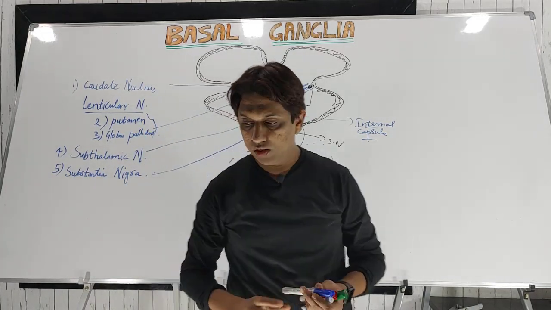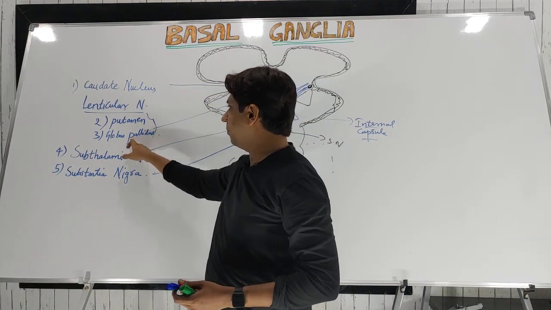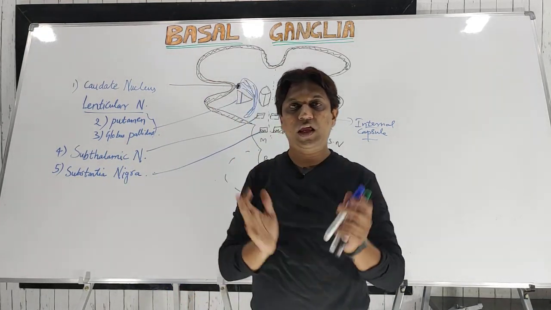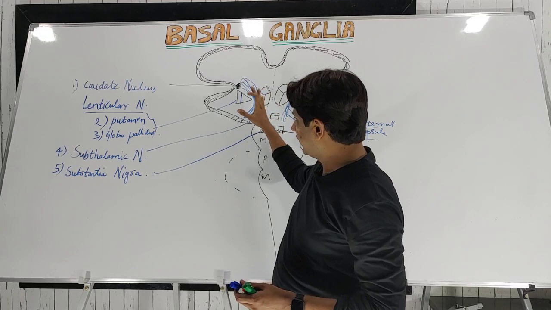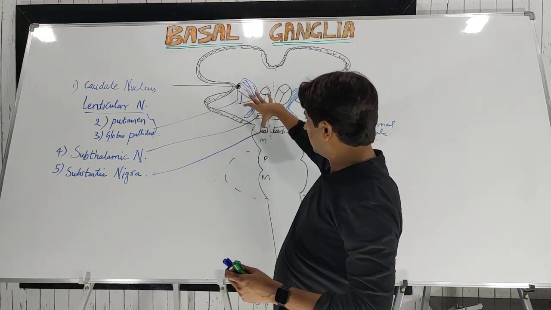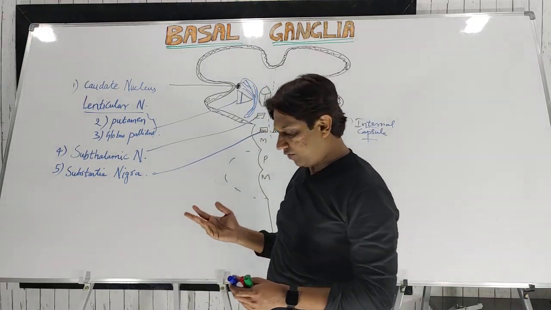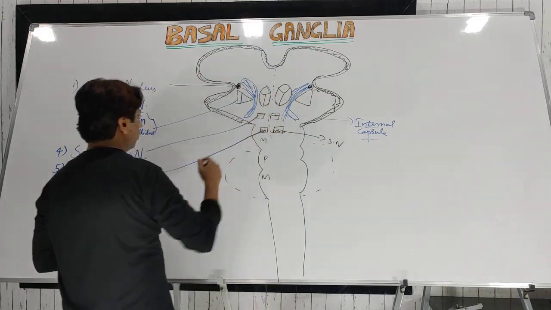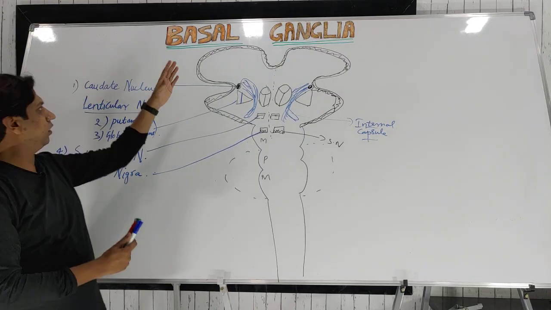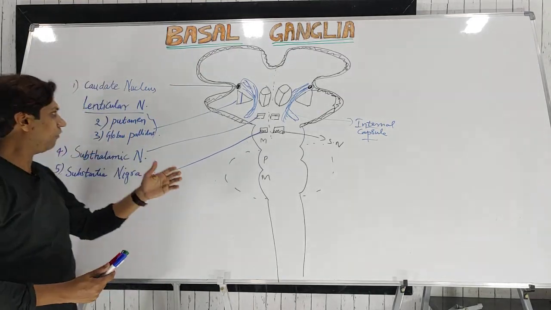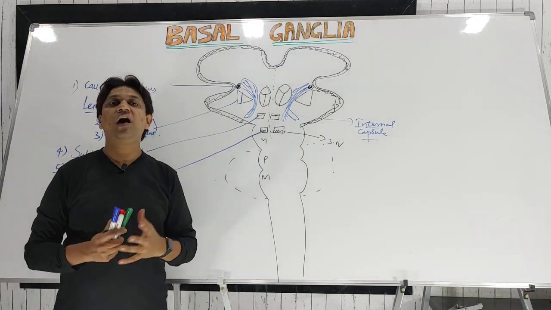Now these five groups of nuclei together are termed as basal ganglia. Let me repeat once again: caudate nucleus, putamen, globus pallidus, subthalamic nucleus and substantia nigra. One group will be present on the right side and one group on the left side. So basal ganglia consists of caudate nucleus, putamen, globus pallidus, subthalamic nucleus and substantia nigra.